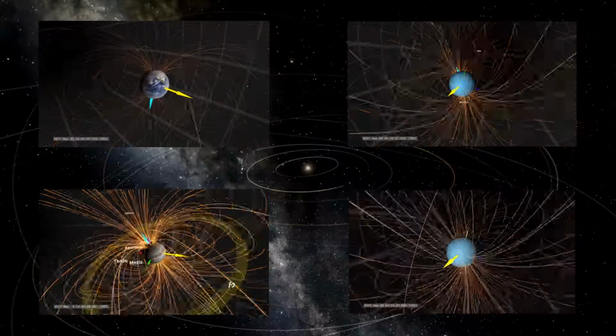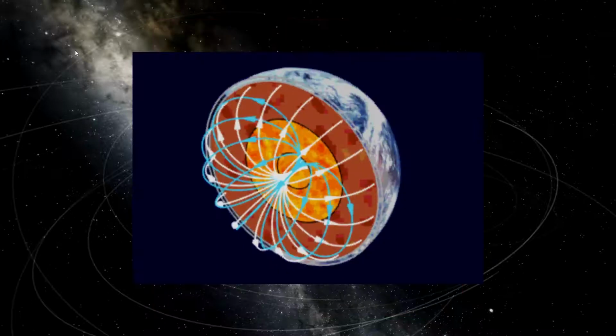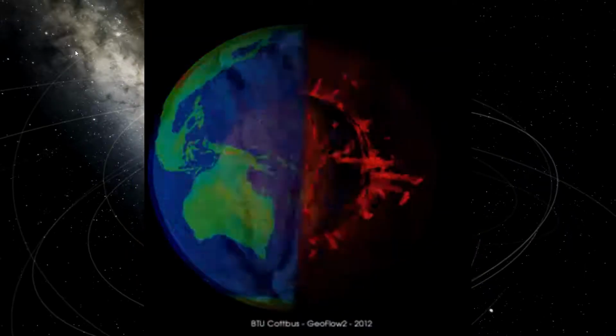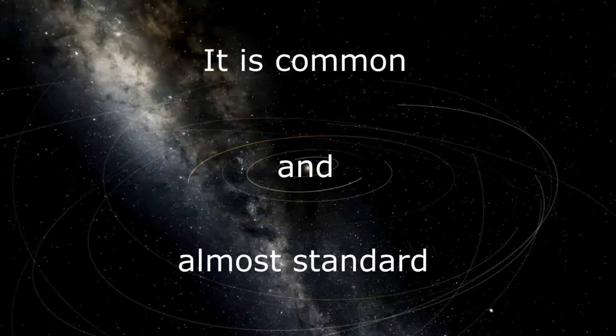It is common for any planet to possess a magnetosphere. Fundamentally, a magnetic field is born from a simple induction. The material inside any planet is in constant motion, creating a magnetic field which moves orthogonally to the planet's spin, creating a dynamic action. It is common and almost standard.